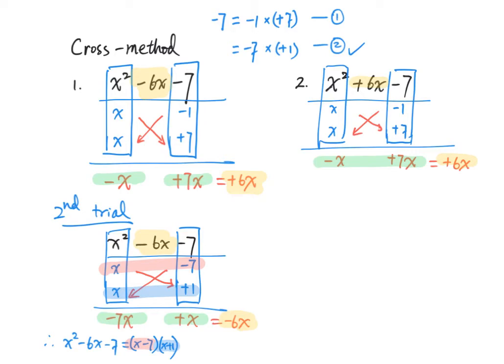So we can write down our answer. Therefore, x squared plus 6x minus 7 equals two brackets times each other. The first bracket is x minus 1, and the second bracket is x plus 7. So let's write it down: x minus 1, and this one is x plus 7. That's it. Okay, let's move to the next example.